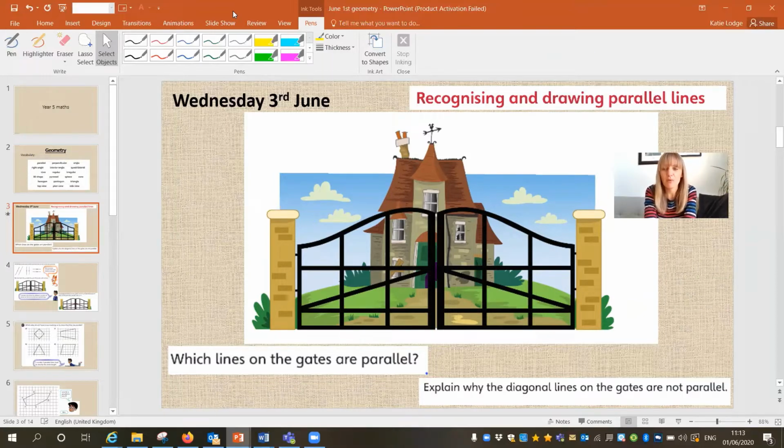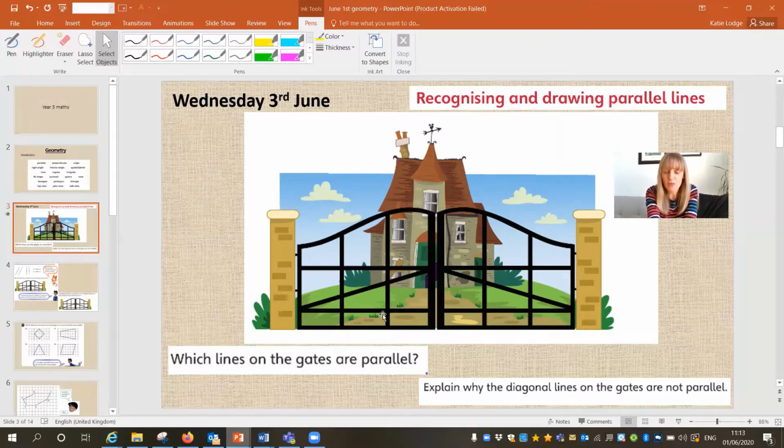Now, parallel, what does this word parallel mean? Can anybody remember? Have a little think for a minute. Have a look at the picture. You've got an old rickety house with a big iron gate. And what we want to know first of all is which lines on the gate are parallel. Can you remember what it means if two lines are parallel to each other? Have a little think. I'll give you a minute to have a little think about it. See if you've got a piece of paper and can you draw some parallel lines and think, how would you explain it to your partner if they were sitting next to you?